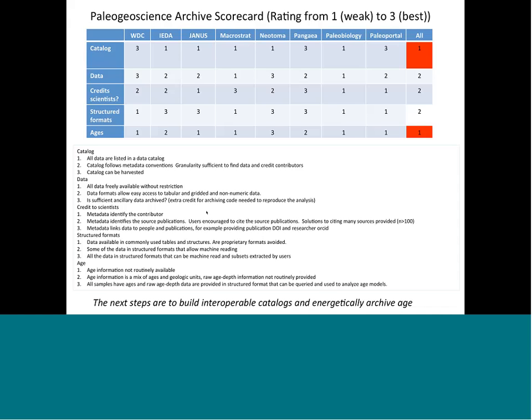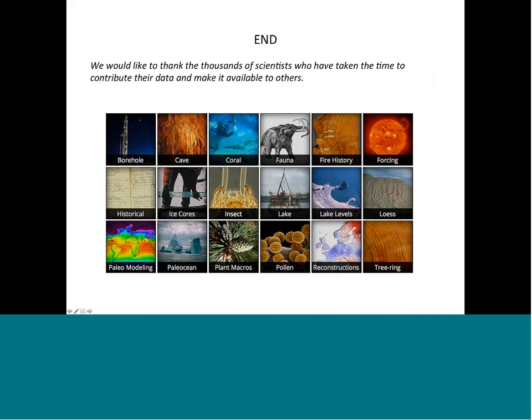And then second, our standard and our efforts in archiving age information has varied as we've gone through time. I think all of us would agree that the holy grail is to have sufficient age information that we can redo age models. And in many cases, we haven't collected enough information to make that possible. So I think I'll stop there by thanking the thousands of scientists who have taken the time to contribute their data and make it available to others, and take questions from the audience.